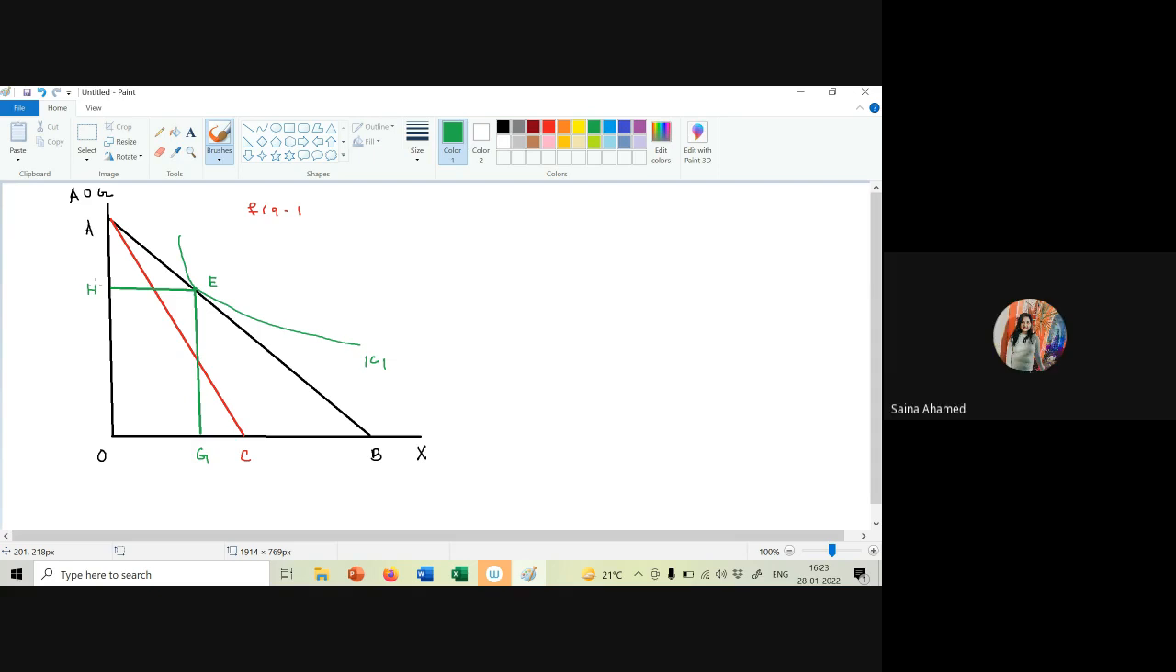Ma'am, can you repeat this line once again? Consumer's equilibrium is at E, where OG of X is purchased and OH of income is spent on all other goods, AOG. Thus, AH of income is spent on X.